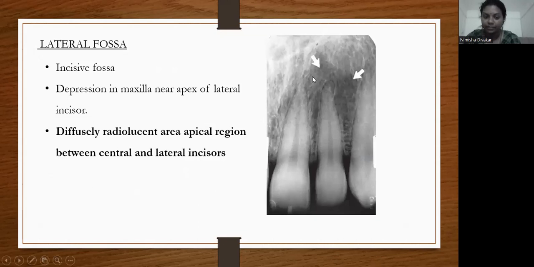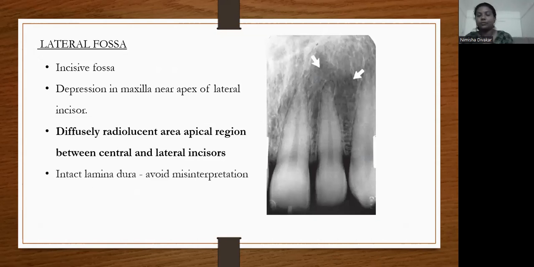So, in order to avoid the misinterpretation, you have to check for the lamina dura in the adjacent teeth like the central incisor and lateral incisor. If the lamina dura is intact, it is not a pathology. It is the incisive fossa or lateral fossa.